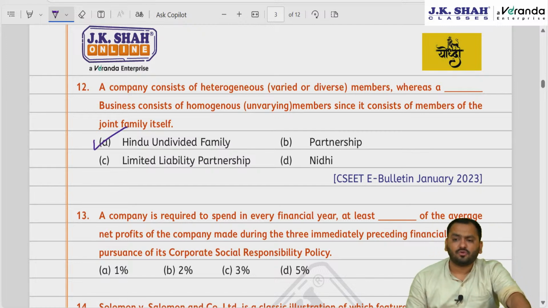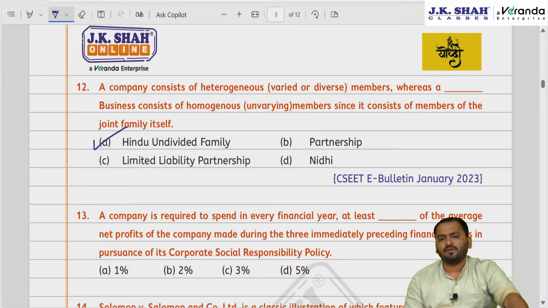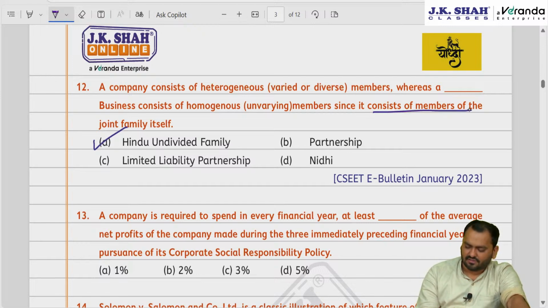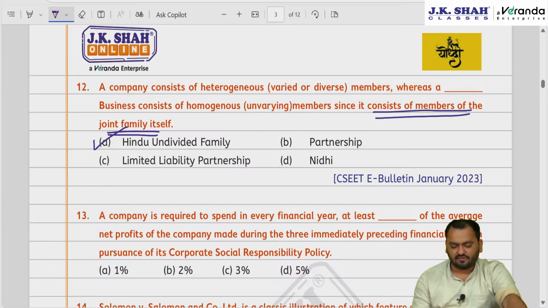It's very simple. You know, in Hindu undivided family, who is the member of HUF? So very simple answer is the family members. So itself they have given in the question that it consists of the members of joint family itself. So it is HUF, Hindu undivided family.